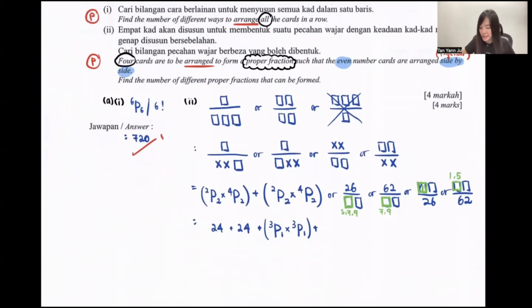Show you one more time, you will understand, okay? This 62 is a fixed one. Fixed one, no need to do. It's 1P1 times 1P1. No need to waste your time, okay?